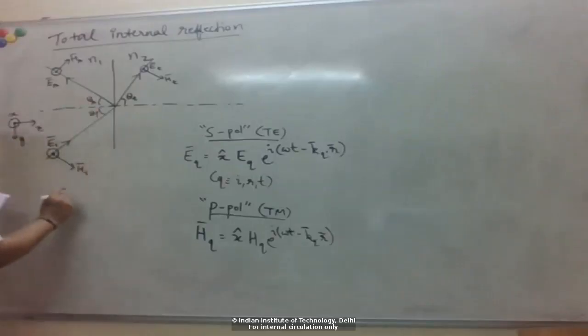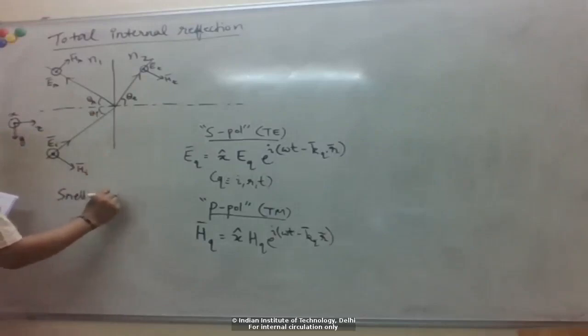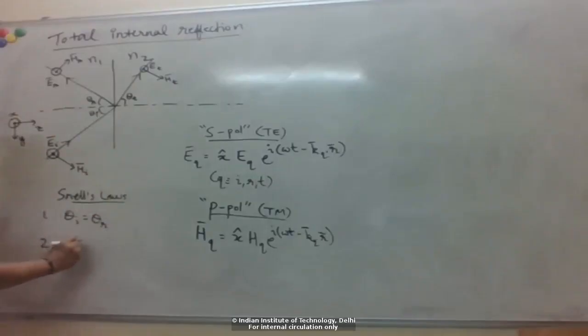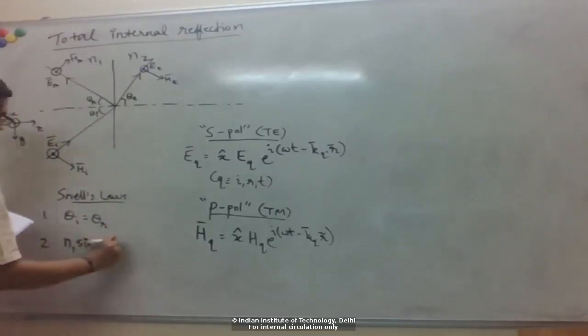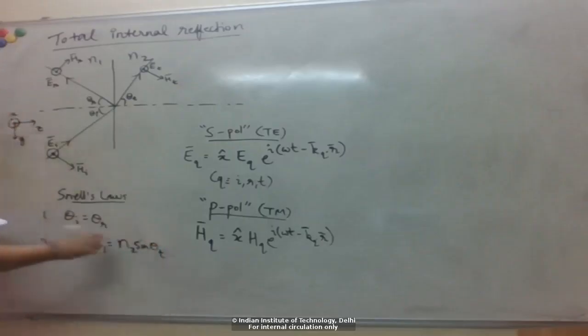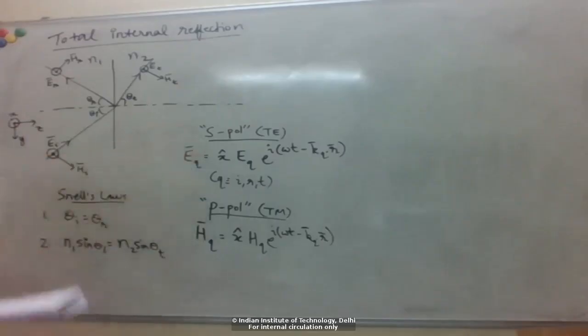The first thing we get from the boundary conditions is basically Snell's laws. First, the angle of incidence is equal to the angle of reflection. Second, the product of the refractive index times the sine of the angle of incidence, n sin theta, is conserved. This is in general true for both polarizations.